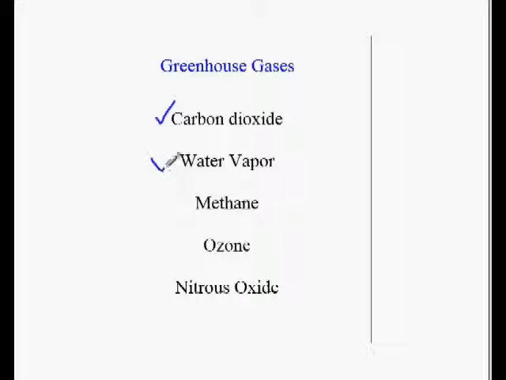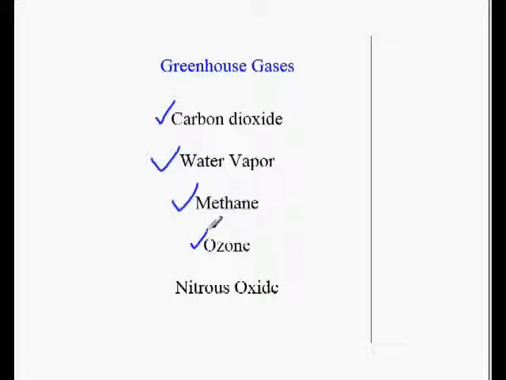Then we have water vapor. That's a naturally occurring gas. Then we have methane. Methane also is a naturally occurring one. It does come from industrial sources too, but surprisingly, you can get a ton of methane gas. I know this sounds silly, but just from herds of cows or decaying dung and so forth.